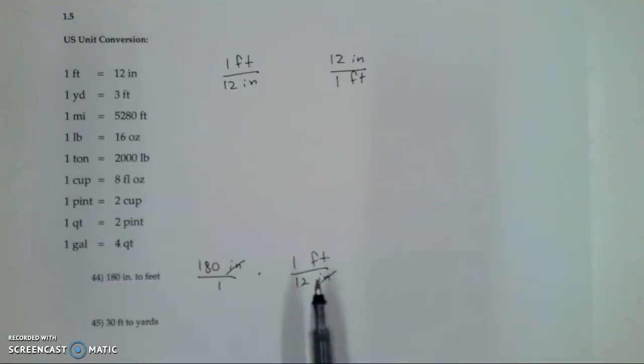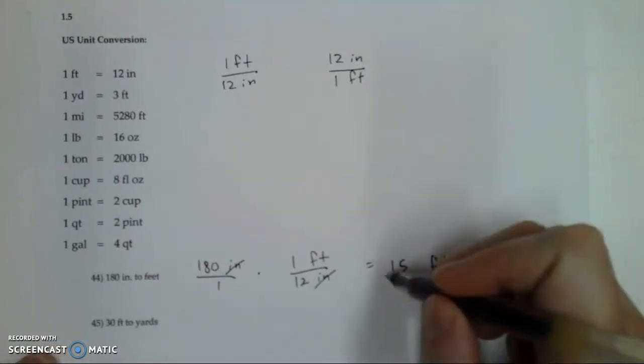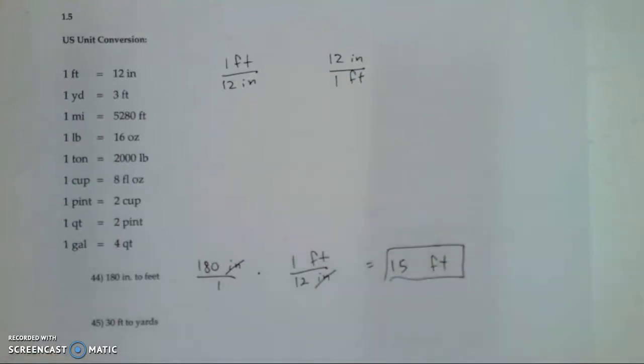If we check then, the only unit left is feet, which is in the numerator, and I want to get feet, and it is always implied that I want it in the numerator. So that is how I'm going to check that I have that fraction the right way around, at which point that means I'm taking 180 divided by 12, and I get 15. So my answer is 15 feet.